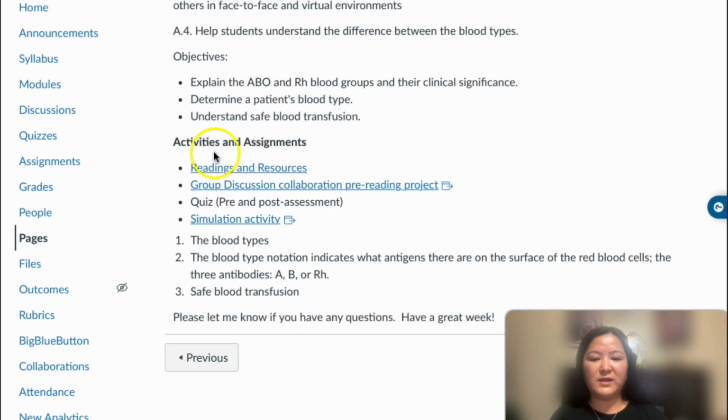The activity and assignment for this week is group discussion collaboration pre-reading project, which we will be doing on Padlet, and I have uploaded another video for that. The next assignment is quiz, a pre and post assessment, and the third one is simulation activity.